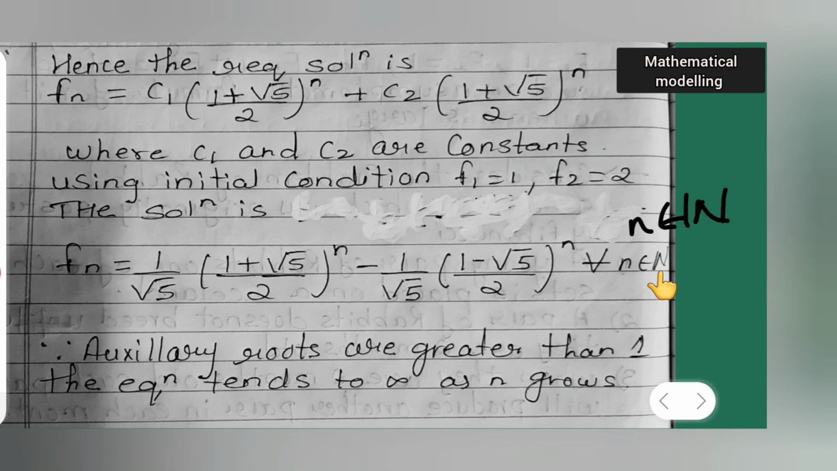Next, let us see. Since the auxiliary roots are greater than 1, the equation tends to infinity as n grows. With this, I am done with today's Fibonacci rabbit model. I hope you all have understood today's lecture. Thanks for watching.